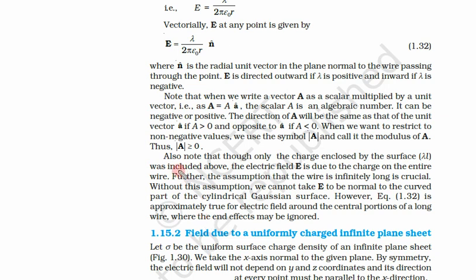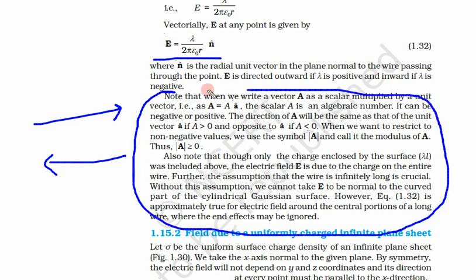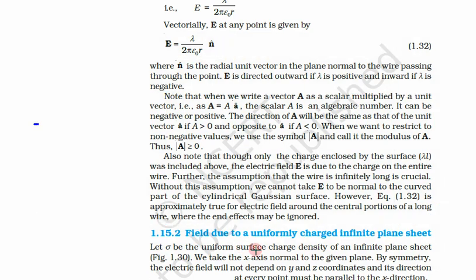So we have seen the electric field due to a uniformly charged infinitely long wire, and we saw that its direction is radially outward if the charge on this wire is positive and radially inward if the charge on this wire is negative. You can read some of these notes, this will be helpful. So now let us come to the second application of Gauss law.